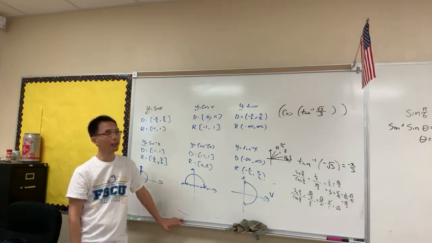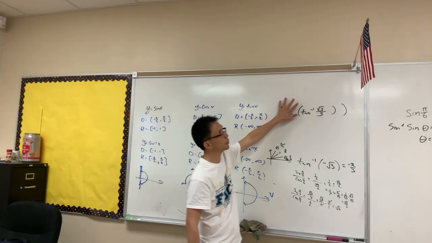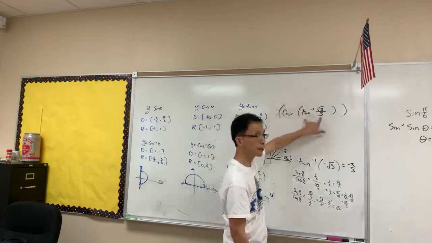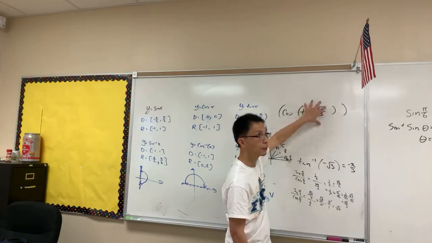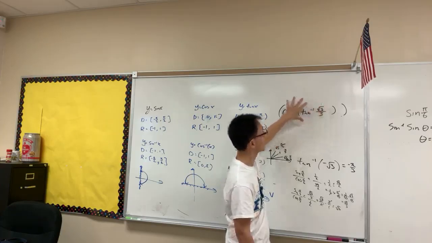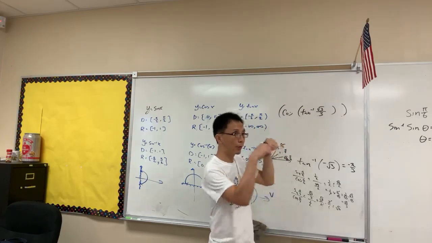I'll tell you, work on the inside first. Don't worry about the outside. Just start from the inside. What do you think that is first? You're gonna get some type of radian angle, and then you're gonna take the cosine of the angle. So work from inside out.